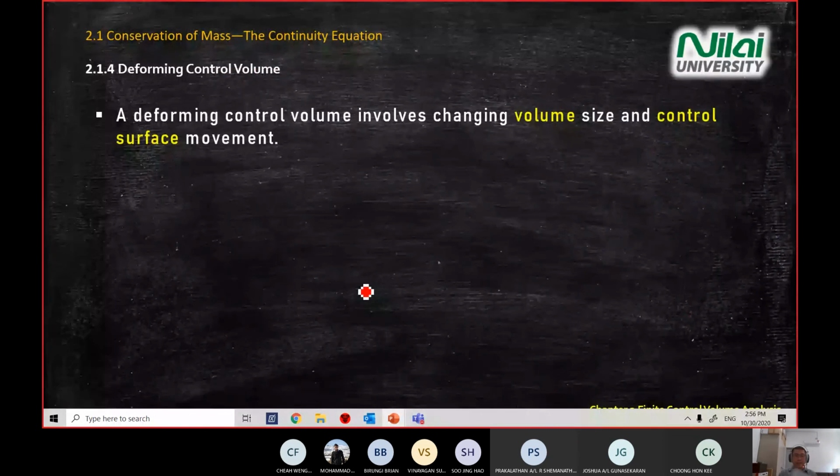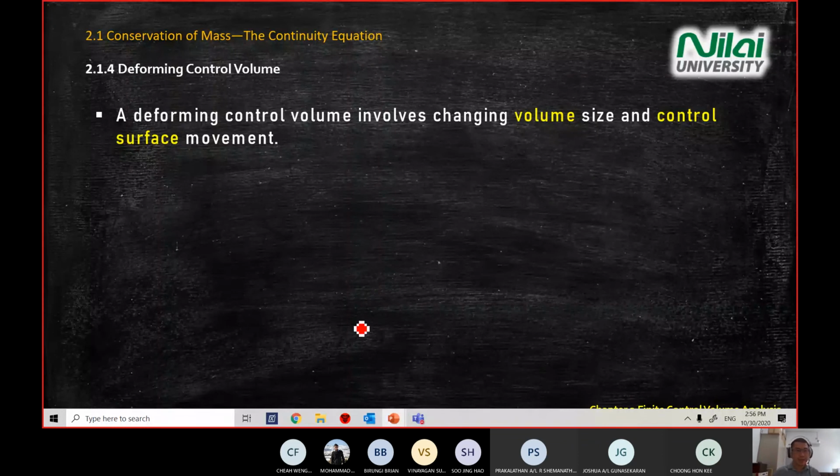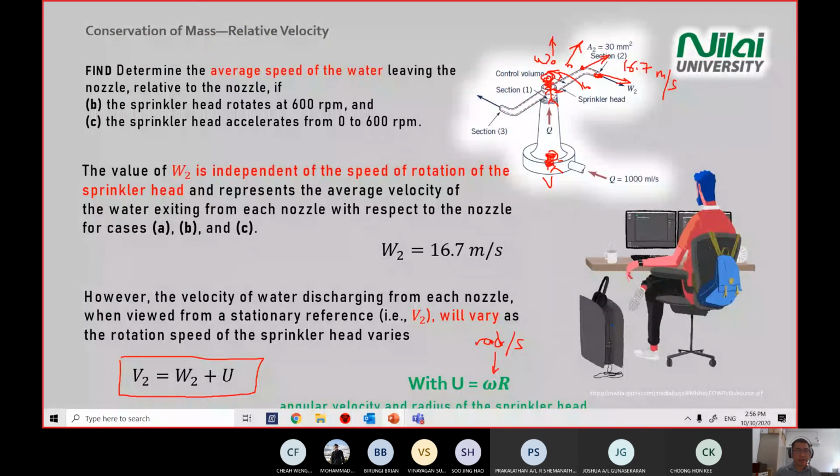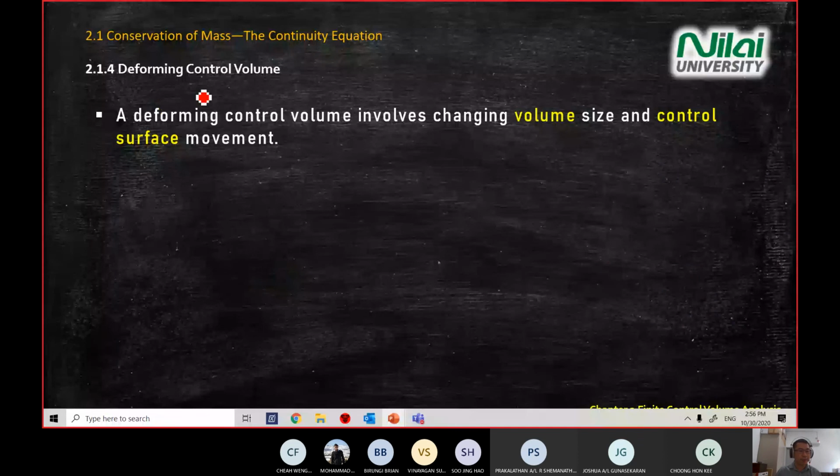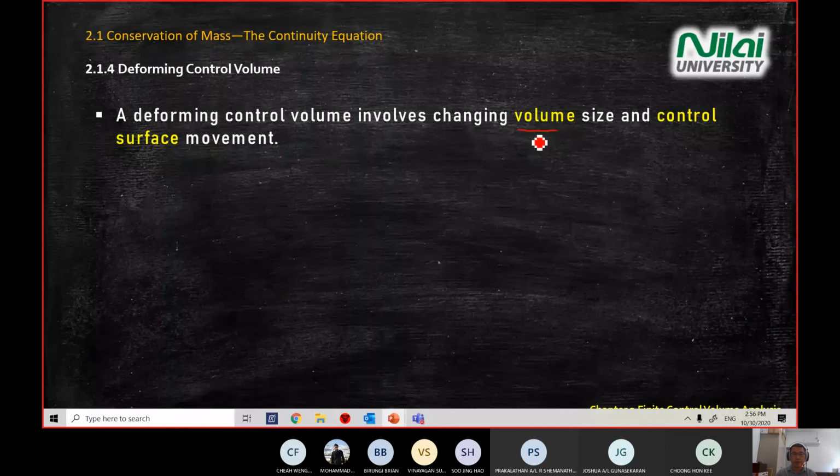Okay, we have done question 12. We go to question 13 now. Previously was still under non-deforming. Now we look at what happens if you have a deforming control volume. When it's deformed, it will change volume and control surface also. So be careful when the question mentions a deforming control volume or that your control volume is changing.